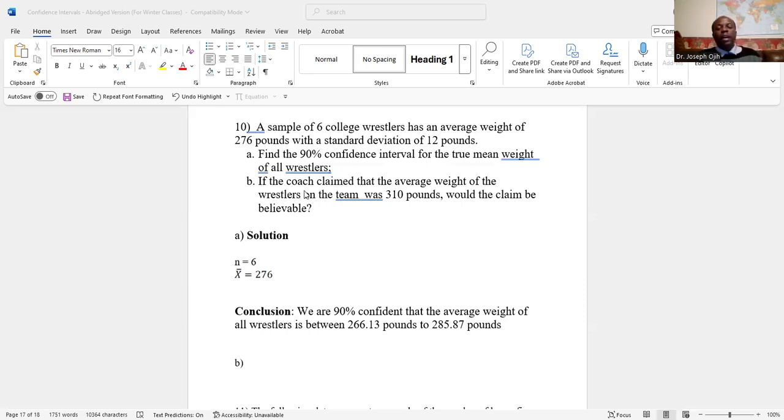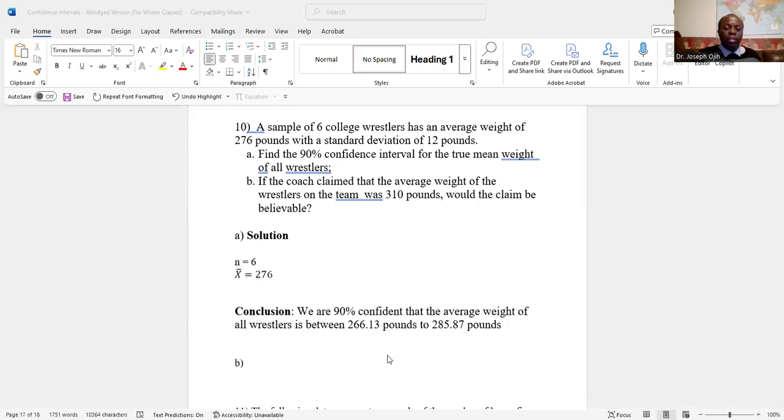So let's put this together. The first question they asked us was to find the 90% confidence interval for the true mean weight of the wrestlers. Let's write the summary statistics on paper. The first one is sample size, which is 6. Second one is sample mean, which is 276 pounds. And sample standard deviation, which is 12 pounds. And then they want us to find the 90% confidence interval. So 90% is the confidence level.